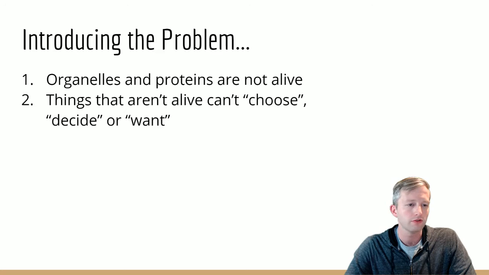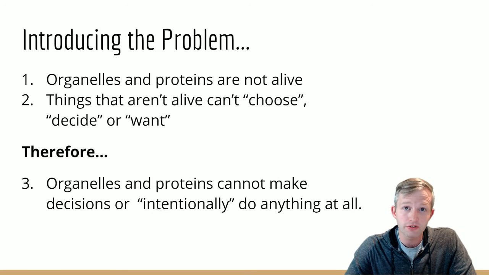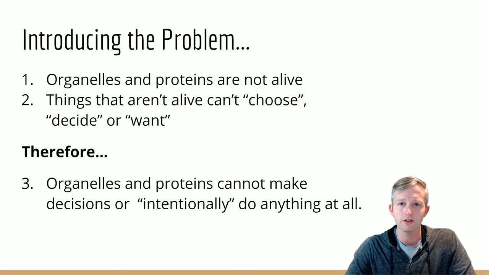Right. So we know these two things, and therefore, through the transitive property, something like that, we can put those two things together and say, well, therefore, organelles and proteins, which are not living things, cannot make decisions. They can't intentionally do anything at all. And that starts to throw a wrench into the gears of how we think about a cell, because we talk about these organelles in ways that imply intent.